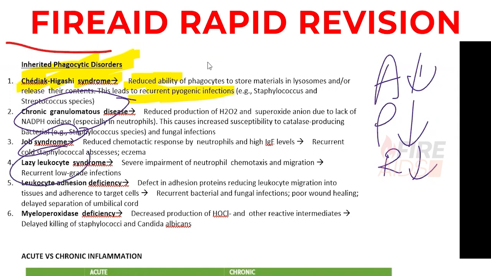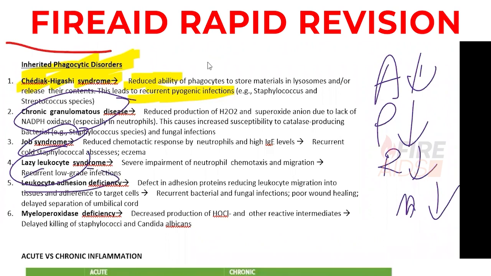Next is lazy leukocyte syndrome. What happens here? The migration, the movement of the neutrophils, is reduced. So you just get low grade infections because it is lazy, but it will still reach. Slowly they will reach. So there's always some low grade fever the patient is going to have.